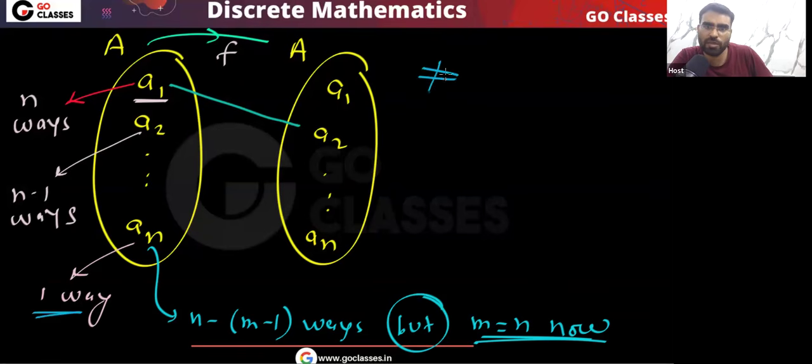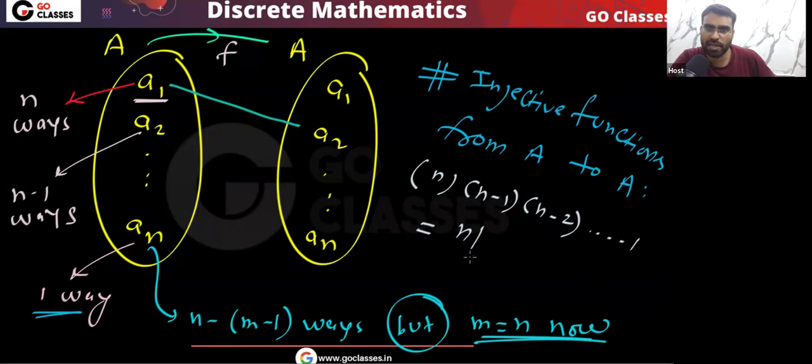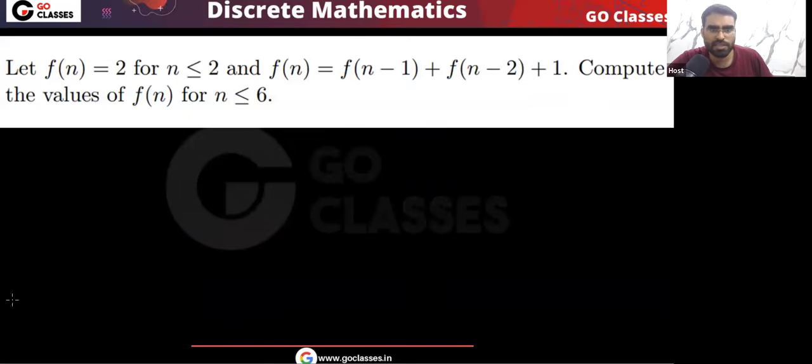So your final answer, how many injective functions from A to A? That will be n multiplied by n minus 1 multiplied by n minus 2 and so on down to 1. This is your favorite n factorial. So for this question, the answer is your favorite n factorial. But you can easily prove it. Okay, let's move on. Tell me the answer for this question quickly.